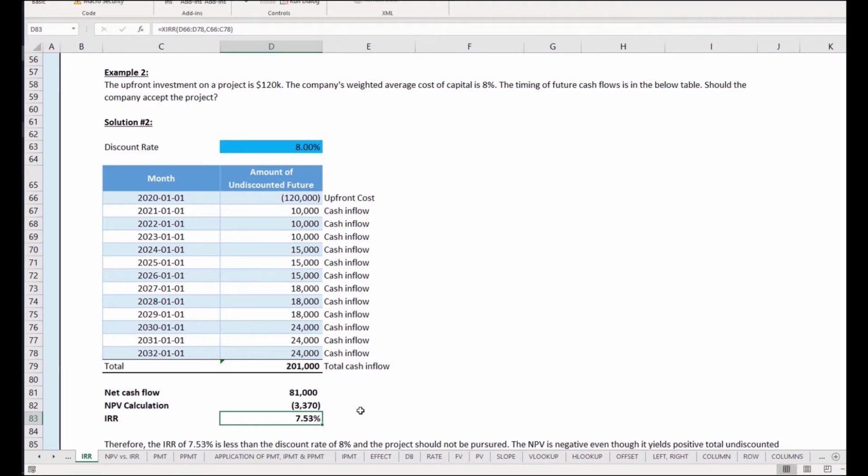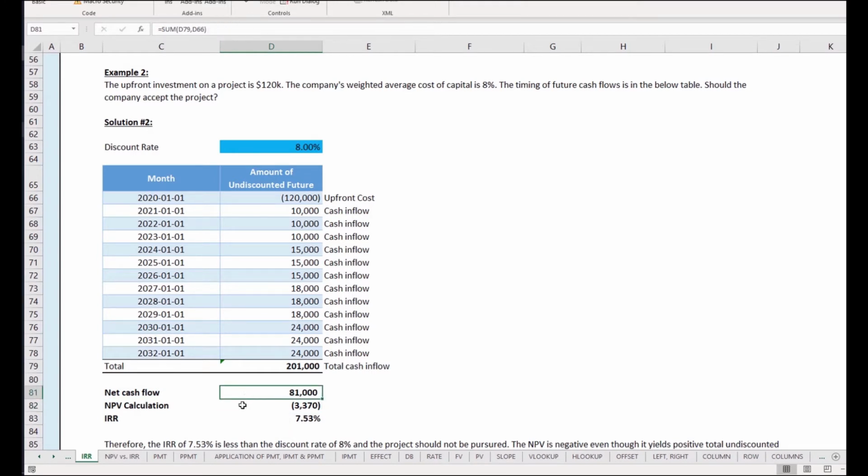We can take a look at the formula for XIRR. It's equal to XIRR, open parentheses. We take the sum of the future cash flows, which is cells D66 through D78. We highlight the cells C66 through C78, which is the dates column. We press enter, and that gets 7.53%.